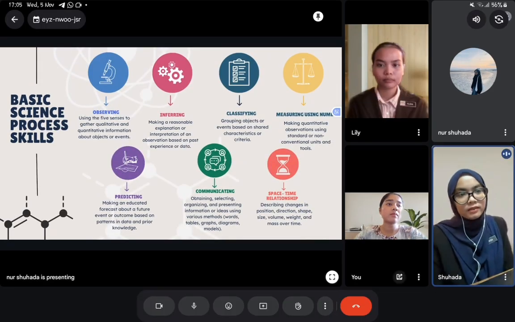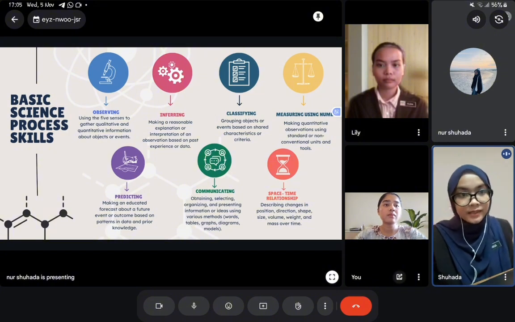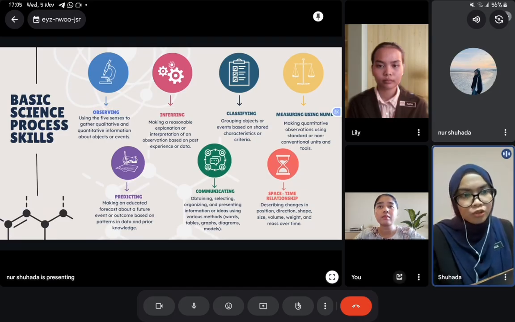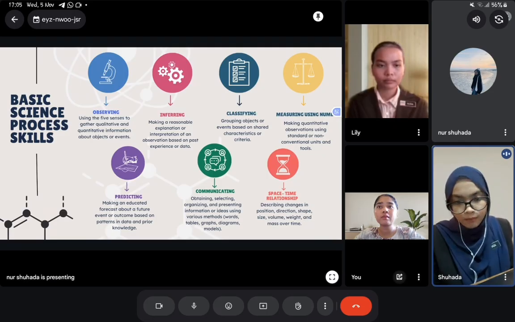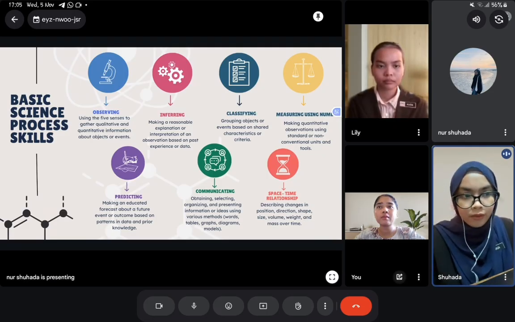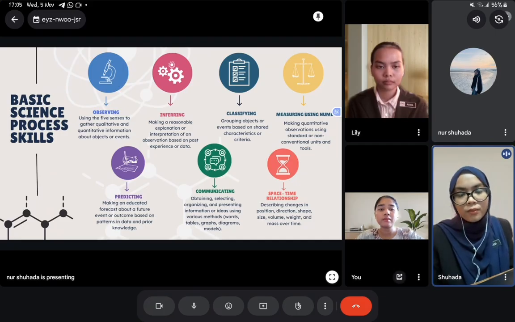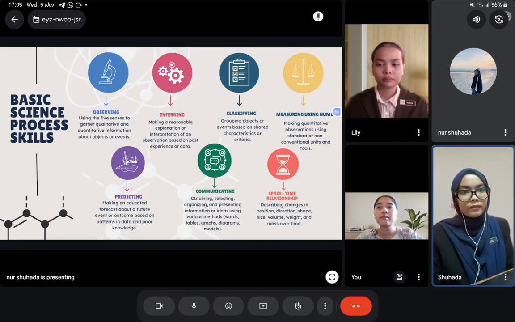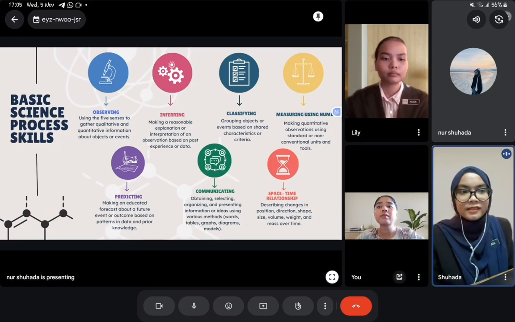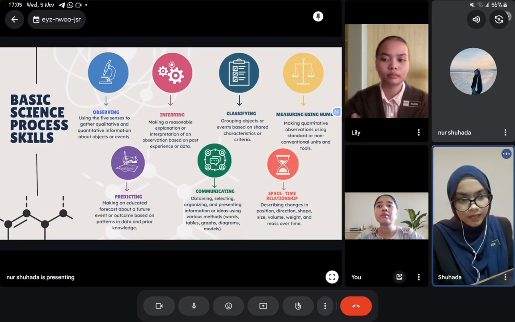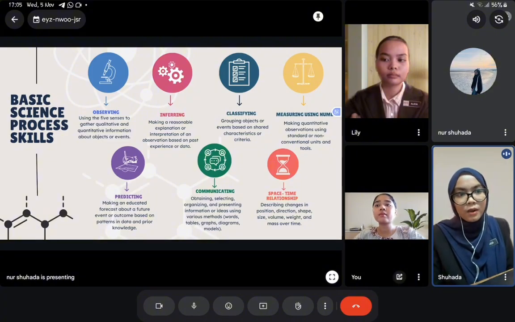Basic science process skills are known as mental and thinking skills. So this is the detail about them. Firstly, observing. Observing is the most basic and fundamental of the process skills. You cannot compare, classify, or perform the other process skills without being a good observer. It means using the five senses, such as sight, smell, touch, taste, and hearing, to gather qualitative and quantitative information about objects or events.